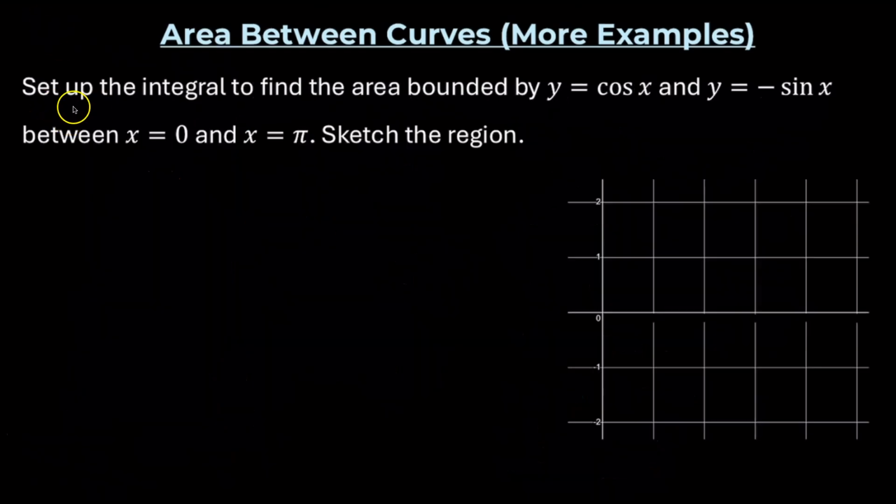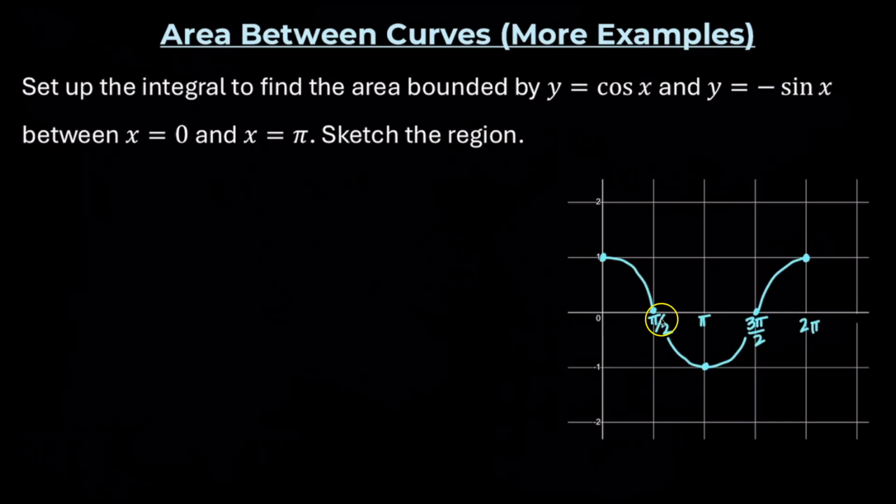In this example, we're just going to set up the integral to find the area bounded by y equals cosine x and y equals negative sine x between x equals 0 and x equals pi, and we want to sketch the region. Here we are not given the graphs. They are really basic trigonometric functions. So cosine x does start at the amplitude. It starts at 1, and then it's going to go down from there and form that periodic function. So we'll start with that.